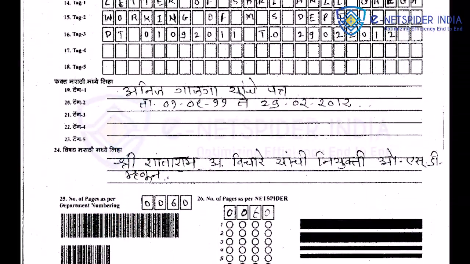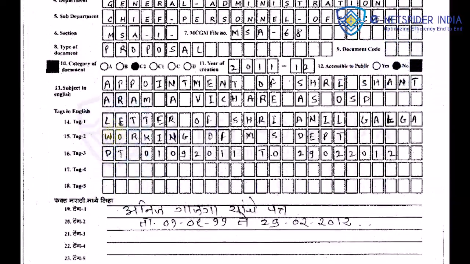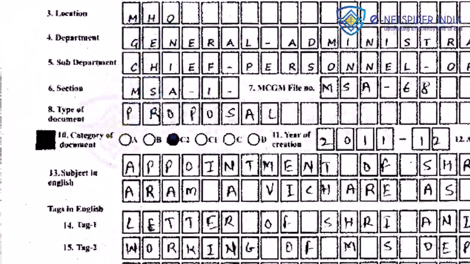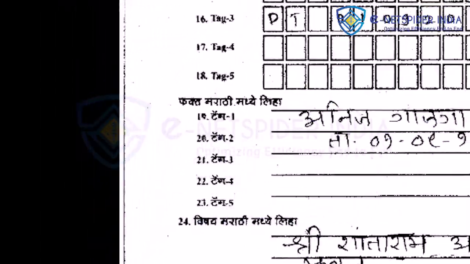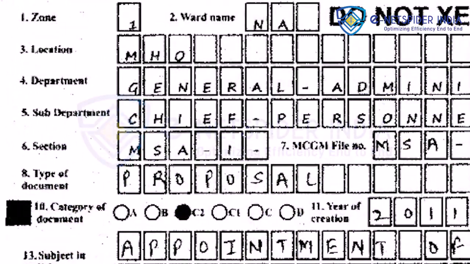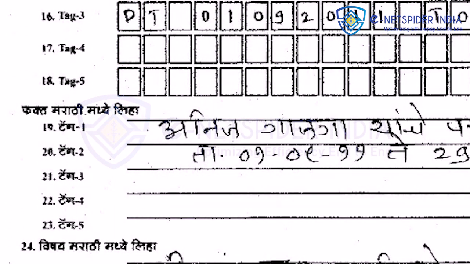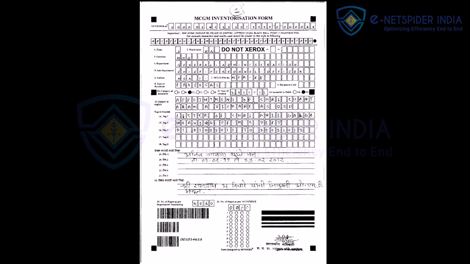This is a sample MCGM pre-fill inventorization form. As per this form, you can see that there are fields 1 to 24, out of which 1 to 6 have been pre-filled by the system. Fields 7 to 24 have to be filled by the MCGM staff.